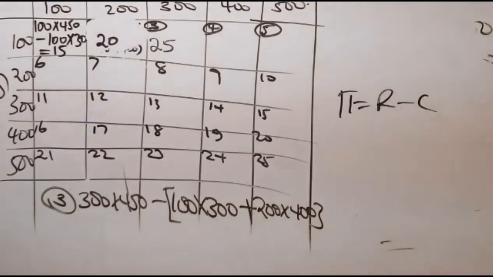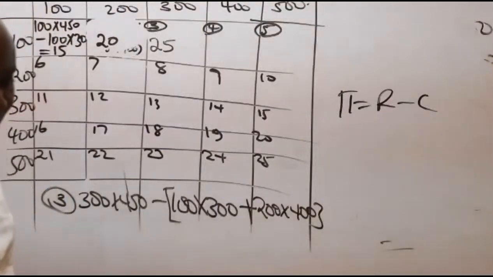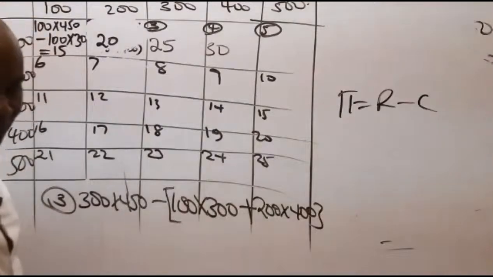So number 4, what do we have there? Somebody, number 4, please talk to me. Number 4, Kigunda tells me 30.